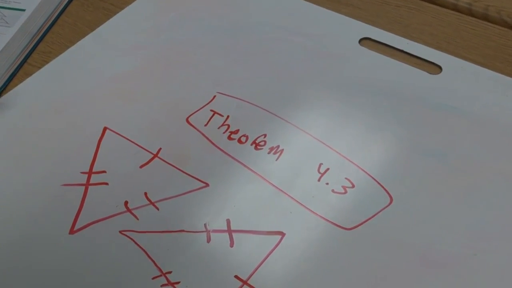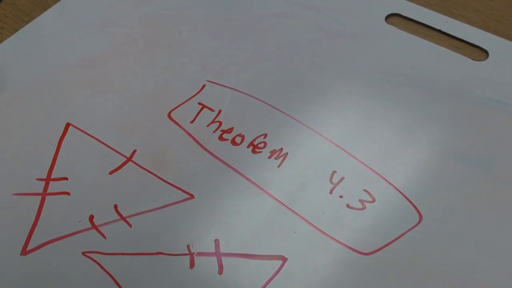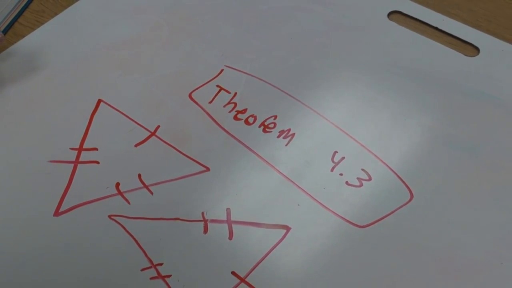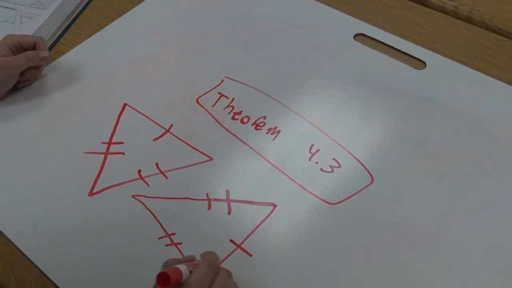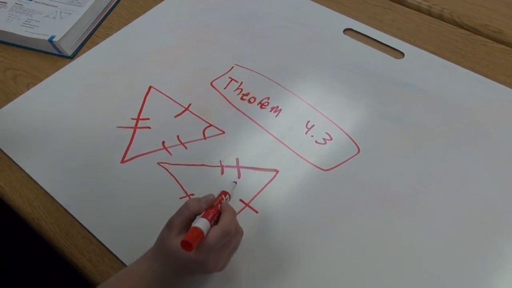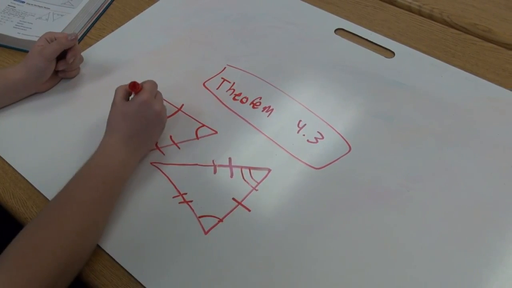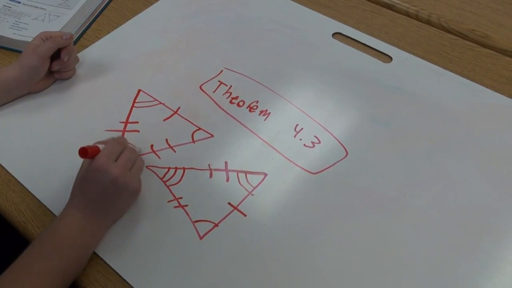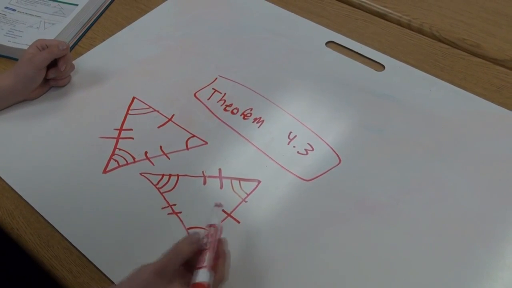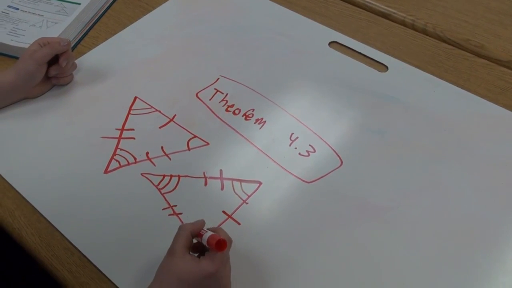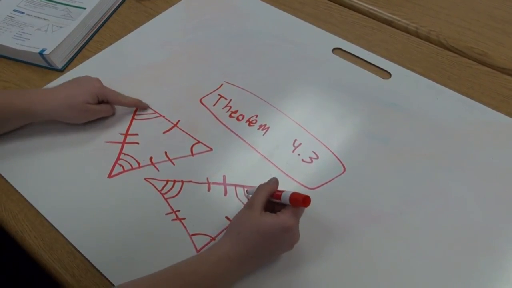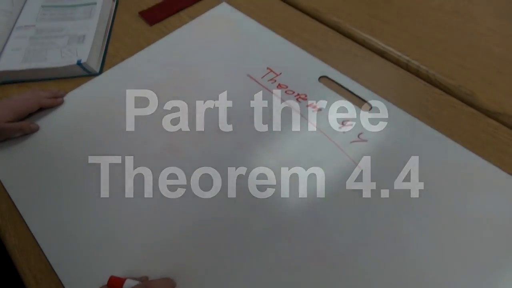Theorem 4.3 proves that if two angles of one triangle are congruent to two angles of another triangle, then the third angles are also congruent. So if this angle here is congruent to this one, and this angle here is congruent to this angle, then that means that this third angle must be congruent to the other triangle as well. And the dash marks on the angles show the same thing. One little half circle means that these are equal, 2 would be that these are equal, and 3 shows that these are equal.